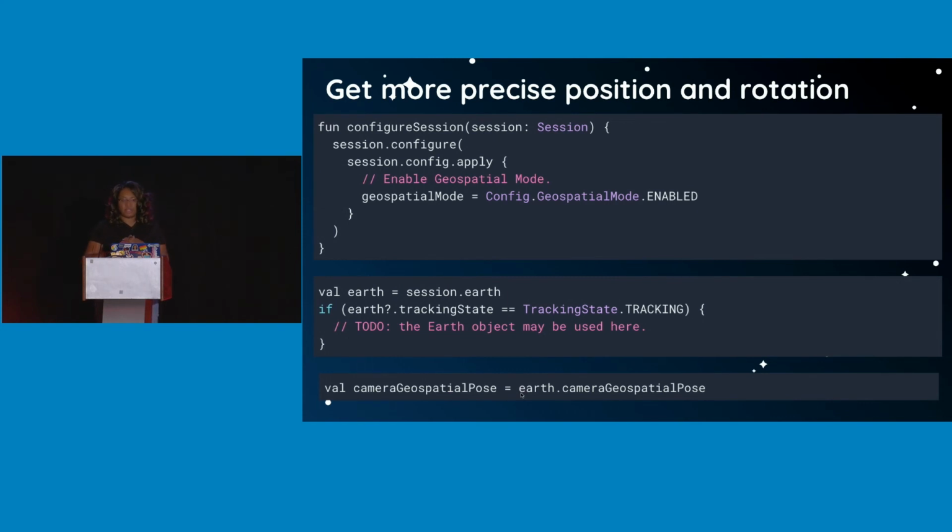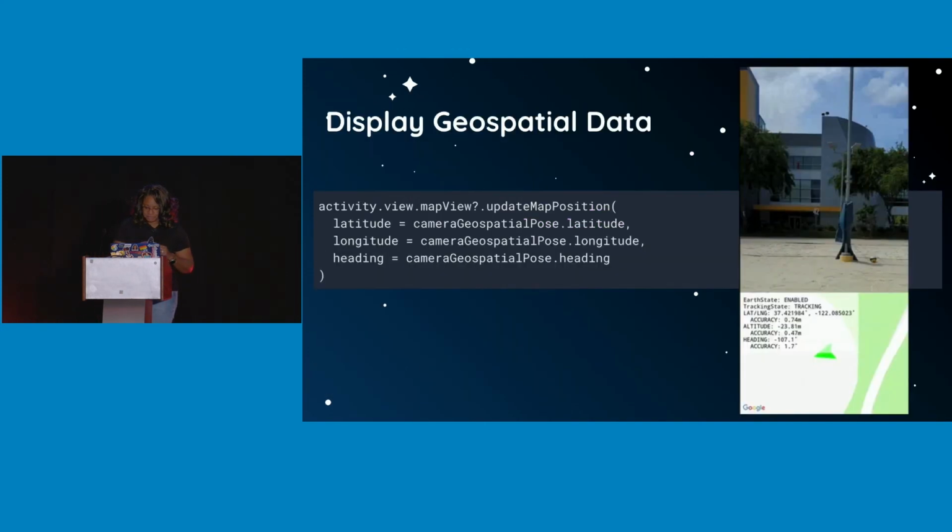It gives you your longitude, your latitude. It gives you your pose information. It gives you levels, scores for your accuracy as well. So you can use this code here to display this, as you see on the bottom here. And so you can see things like, is the Earth state enabled? Is tracking currently happening? And then you can get some very accurate numbers around your latitude and longitude. You can understand the accuracy. Here is 0.74 meters. So again, very different from GPS, where you're looking at 5 to 10 meters of accuracy.